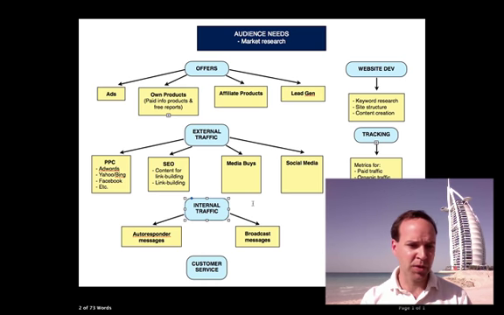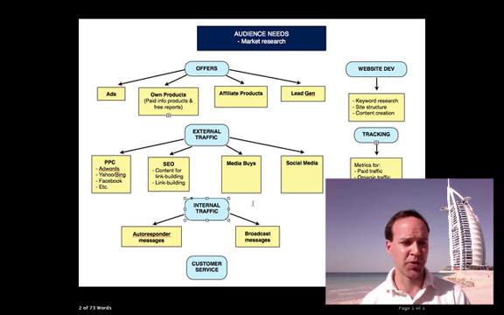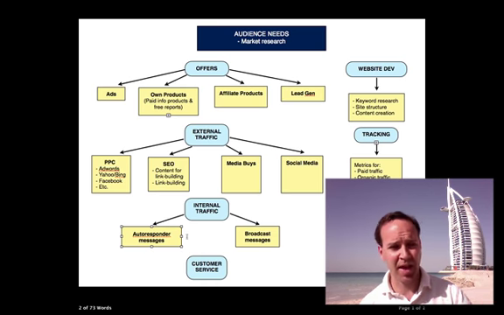So we've got autoresponder messages as part of your internal traffic. Those are messages that you set up through a service like aweber.com, and those are messages that go out automatically without you having to do anything. So you might set up 7, 10, 15, 20, 100 automatic email messages up to a year from now, and you just click submit, and aweber.com will send them out to you at the interval that you choose.